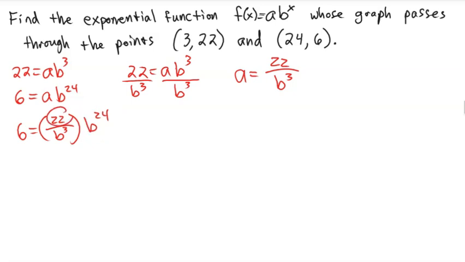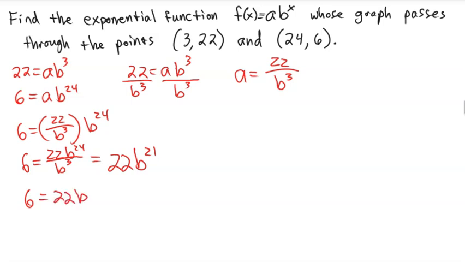Now we're going to take our b to the 24th and put it in the numerator with the 22. And we'll have 6 is equal to 22 b to the 24th power over b to the third power. b to the 24th divided by b to the third, we're going to do 24 minus 3, and that gives us 21. So we get 22b to the 21 power. Okay? So we have 6 is equal to 22 times b to the 21 power. Divide by 22 on both sides. And 6 over 22 can actually be reduced, but we'll leave it as 6 over 22 for now. 6 over 22 is equal to b to the 21st power.